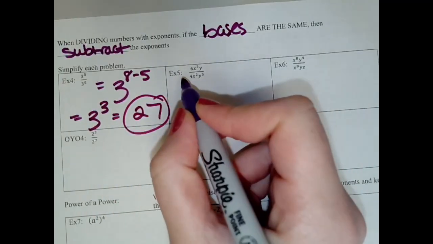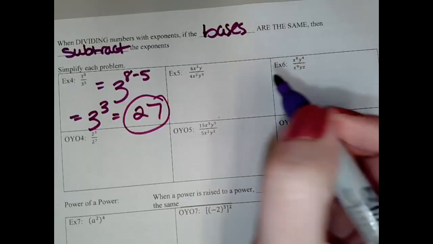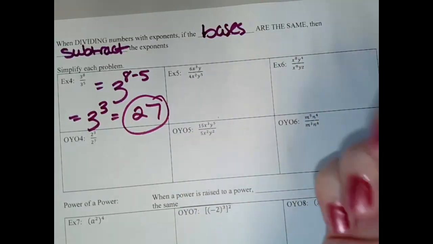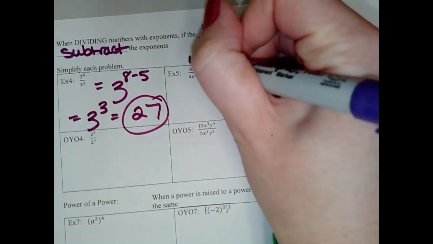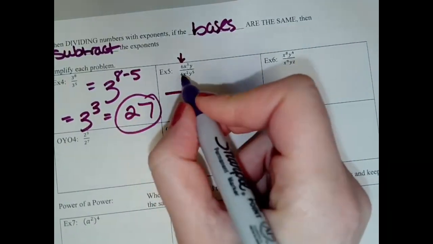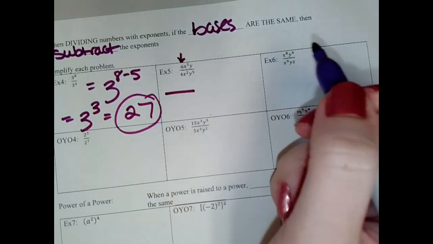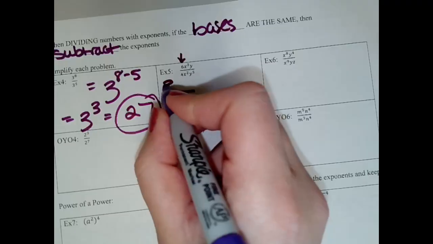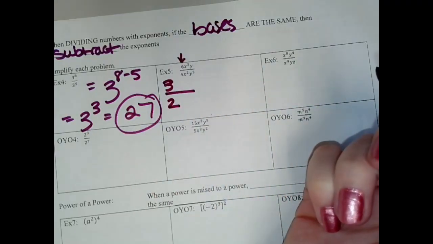which you could plug into your calculator and see you get 27. There's a lot more going on in example 5, so you can only combine things with the same bases. Taking a look at the constants first, I'm going to simplify those. 6 over 4 does simplify. Both of those things are divisible by 2, so that becomes 3 over 2.